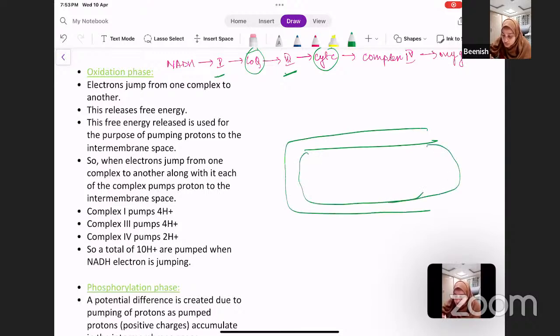let's suppose this is your mitochondria. So these are your complexes. Okay. So what is happening when electrons are jumping?